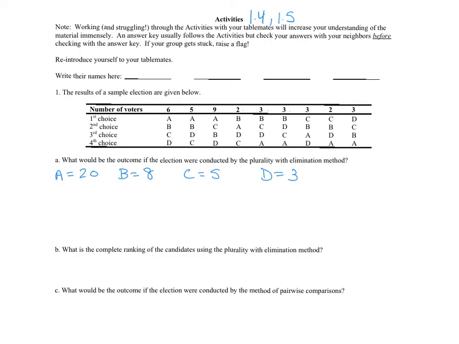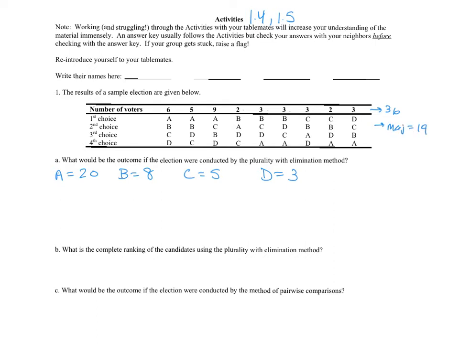Now, if anybody has a majority, we're done. So that's what makes plurality different from plurality with elimination. In plurality with elimination, the winner has to have a majority. So to figure out if anyone has a majority, we count up the total number of voters. So just add the numbers across the top, 6 plus 5 plus 9 plus 2 plus 3 plus 3 plus 3 plus 2 plus 3, and we get 36. 36 total voters, which means that half would be 18, so a majority is 19.